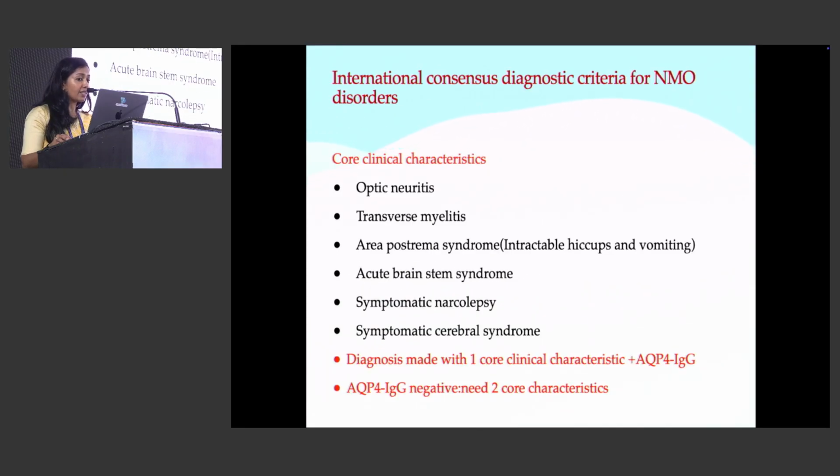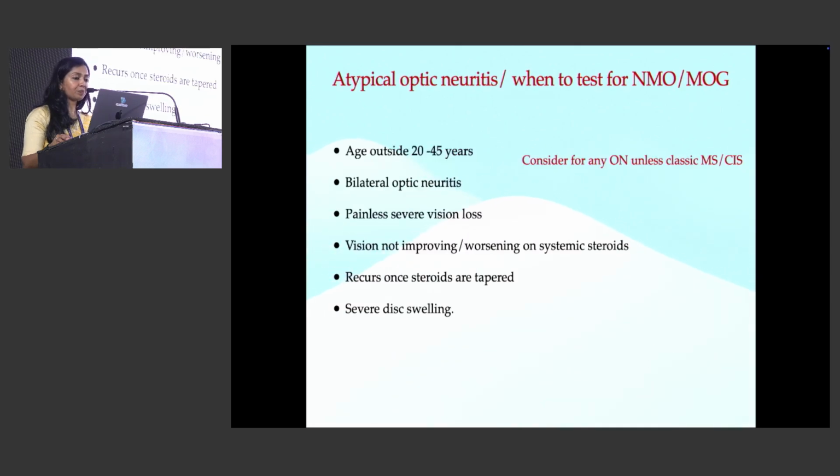There is a consensus regarding NMO. I'm not going into the detail, but there are 6 core clinical characteristics, out of which 1 is optic neuritis.